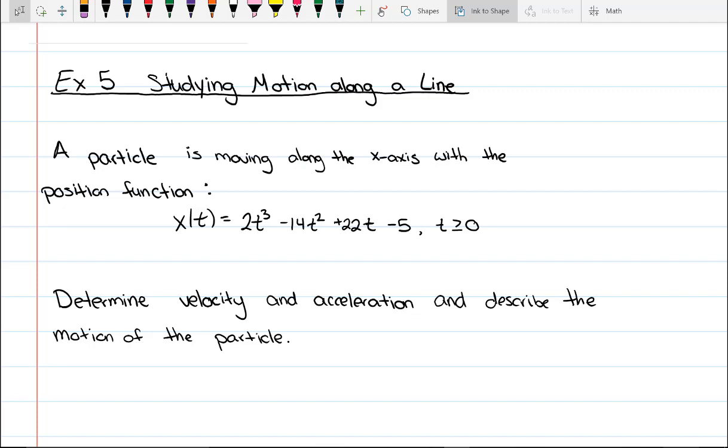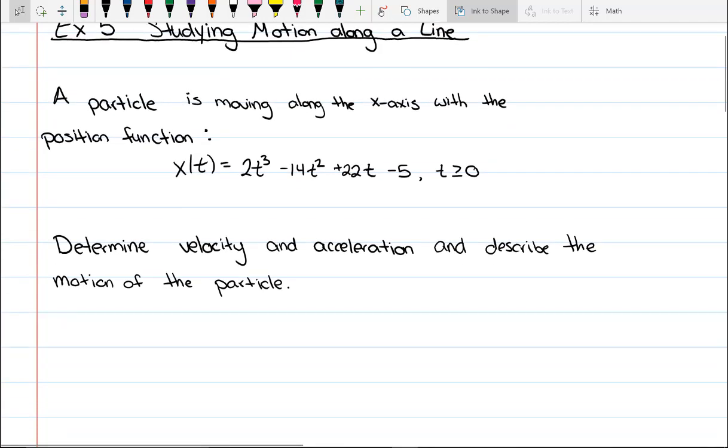If the position is below the x-axis, that means that the position of our particle is behind the starting point. So a particle is moving along the x-axis with the position function x of t equals 2t cubed minus 14t squared plus 22t minus 5, where t is always greater than or equal to 0. So we want to determine the velocity and acceleration and then describe the motion of the particle.